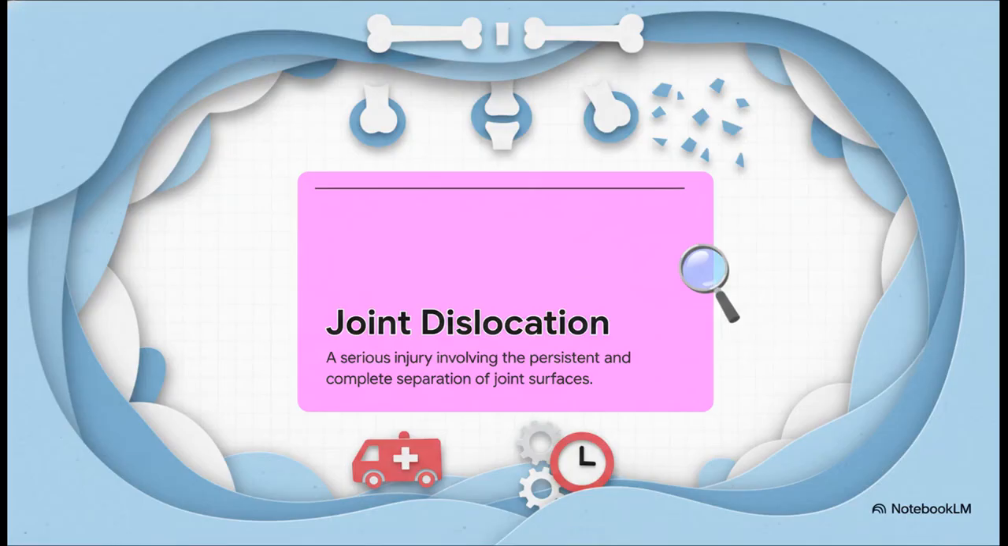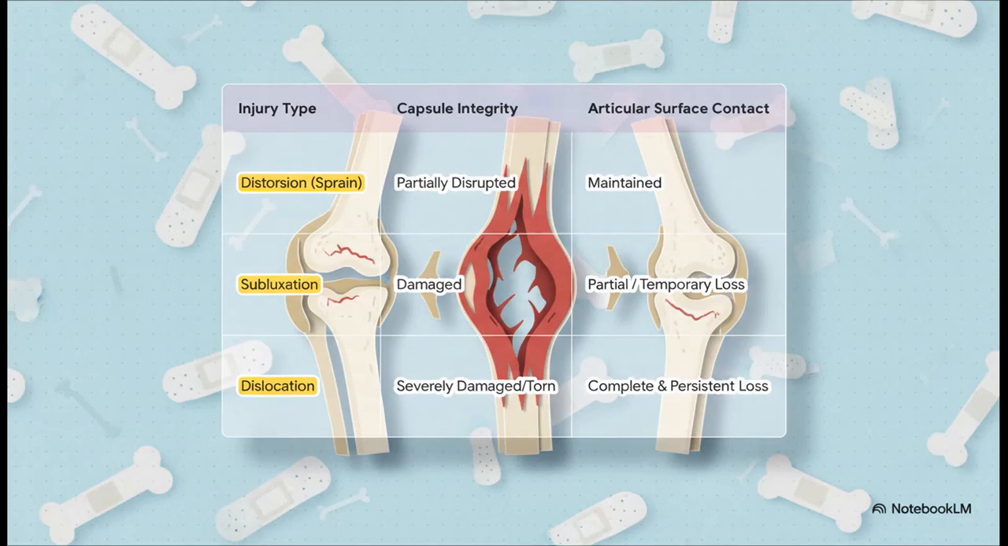And that brings us to the most severe end of the scale, a true dislocation. The definition here is really precise. It's a complete separation of the joint surfaces. And, this is super important, it's a lasting separation. Those bones are not in contact at all, and they are not going back into place without you doing a specific reduction maneuver.